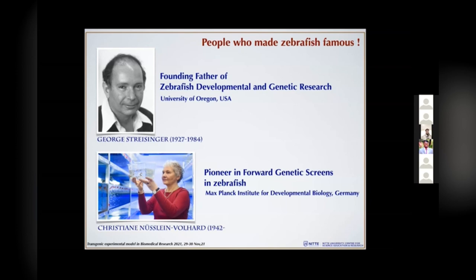The person down below is a very well-known name in Drosophila research. She is Christiane Nüsslein-Volhard. She is a Nobel laureate. She won her Nobel Prize for her research in Drosophila, but she has also pioneered zebrafish research, particularly in forward genetic screening using ENU screening. She is presently a scientist emeritus at the Max Planck Institute in Germany. So she is the person who has brought zebrafish into the field of genetic research.